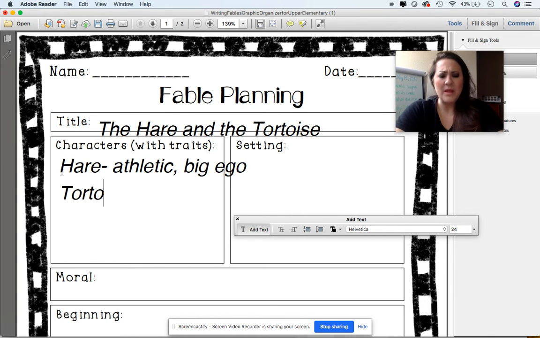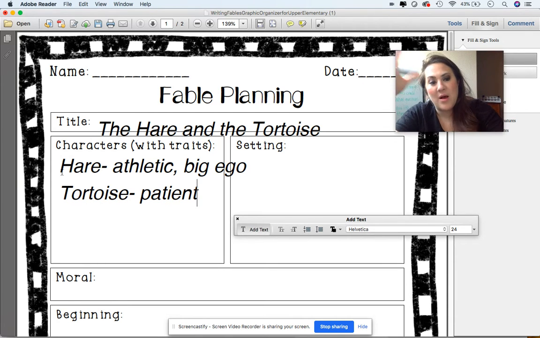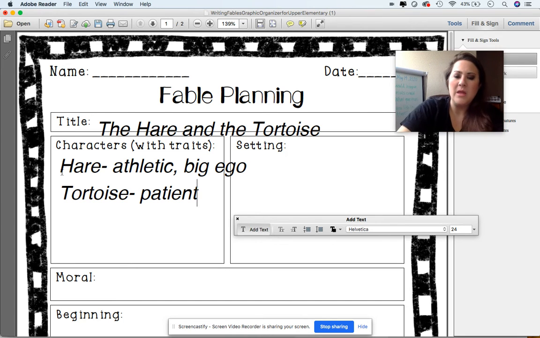And then we have the tortoise, who is patient. And remember that the tortoise ultimately won the race. Okay, tortoise is patient. I would say ambitious. The tortoise set its mind on a goal and accomplished it and actually won. So those are some different traits that you can think about as you fill out ideas of what you want your character to be like.